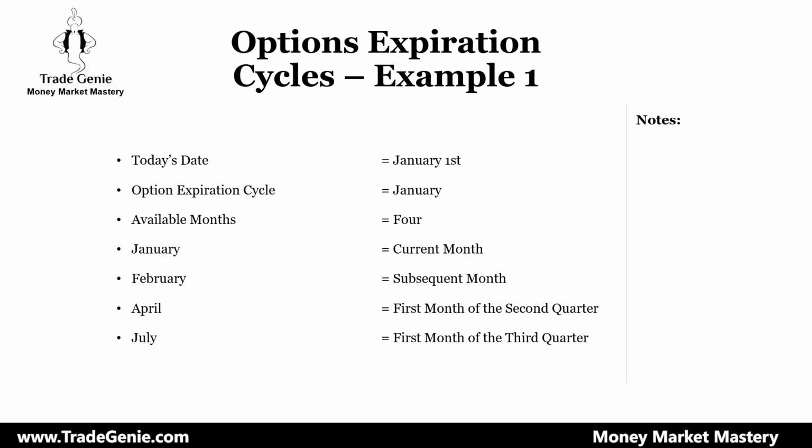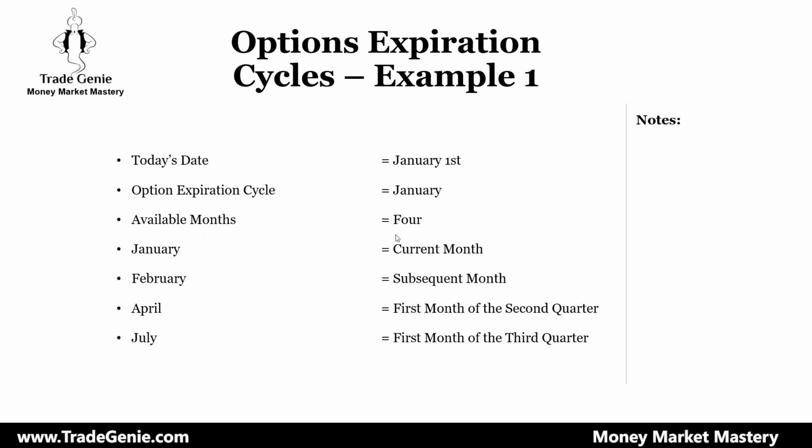Option expiration cycle example. Okay, here is the example. I already explained an example to you, but here it is in written form. Option expiration cycle example 1. Let's think that today is January 1st, and the stock has been assigned a January cycle.